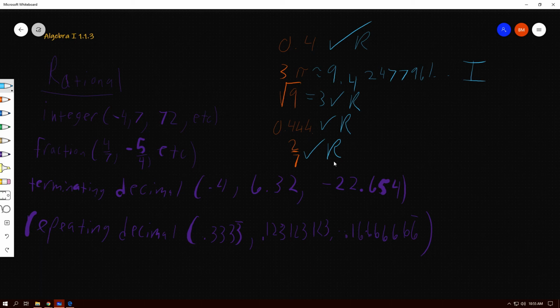But with that, we're just going to look. Is it an integer? Is it a fraction? Is it a terminating decimal? Is it a repeating decimal? If you say no to all 4 of these, it's automatically an irrational number.